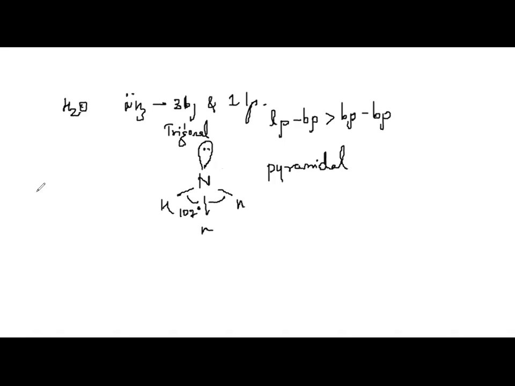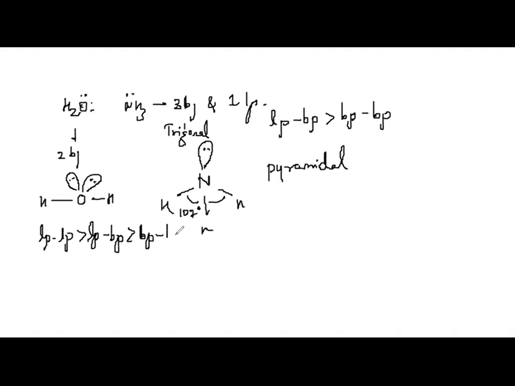Similarly with the water molecule, H2O has how many bond pairs? It has 2 bond pairs, so the expected geometry is linear. But oxygen, the central atom, is having 2 lone pairs. Because of the presence of 2 lone pairs, lone pair repulsions are there, which are stronger than lone pair bond pair repulsions, which are much stronger than bond pair repulsions. All 3 types of repulsions exist. Therefore, the structure of the molecule is not linear, it becomes bent.